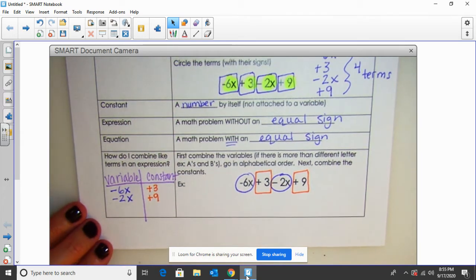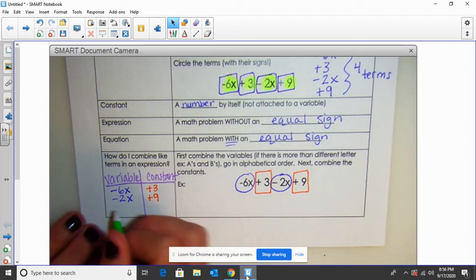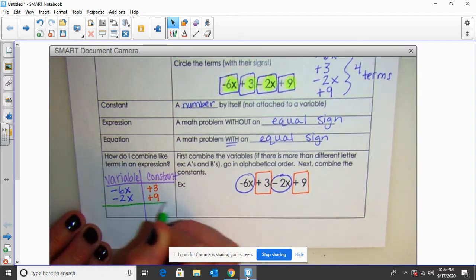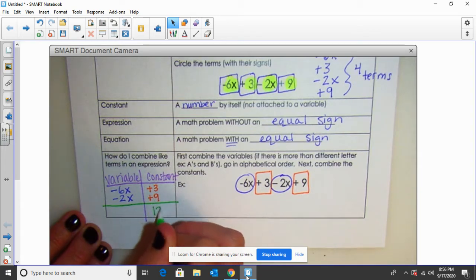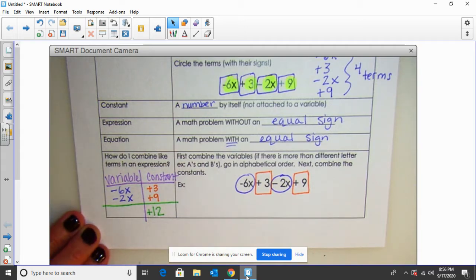The reason that I stack them up like this is because it makes it a whole lot easier to put them together. And my purpose in combining like terms is to shorten my math problem, to make my expression shorter, therefore it's easier to work with. So if you grab your calculator, you can put together 3 plus 9. 3 plus 9 is 12, right? And if there's no sign in front, that means it's a positive 12.